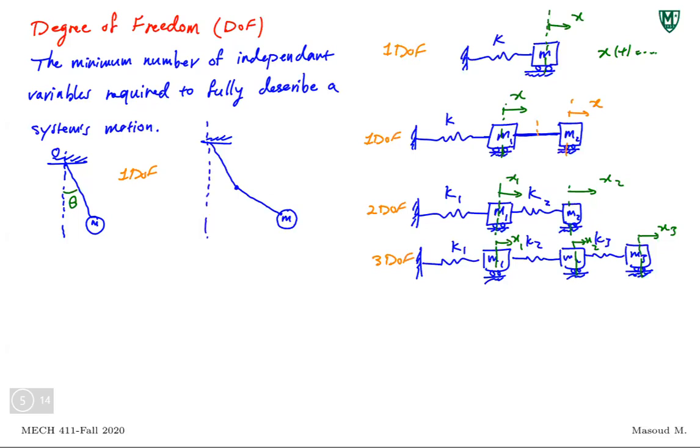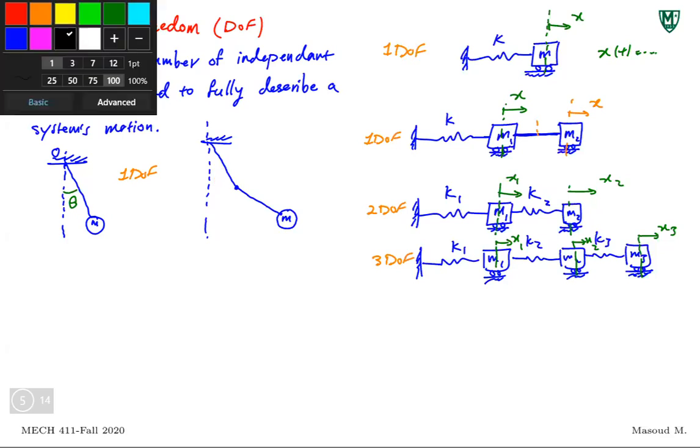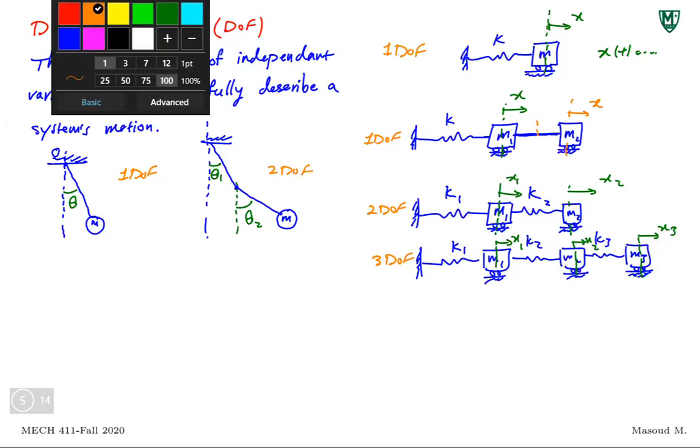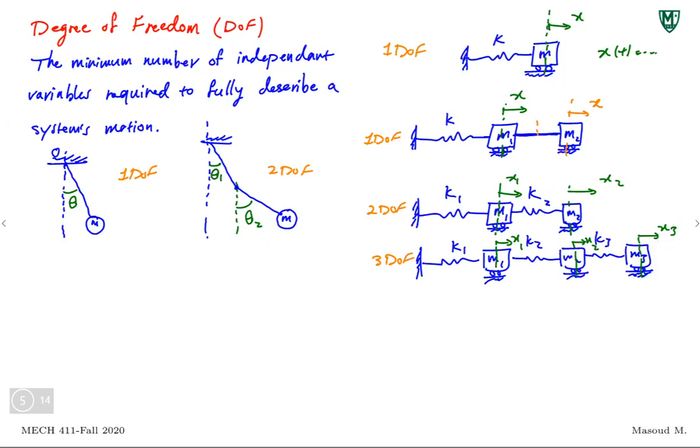In this case, you need to know this theta. I'll call this theta 1. And you need to know the other theta. These are the minimum number of variables you need to know to fully describe this motion. So this is 2 degrees of freedom. Now, keep in mind, we're talking about the minimum number of independent variables.